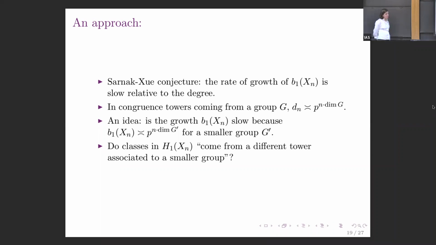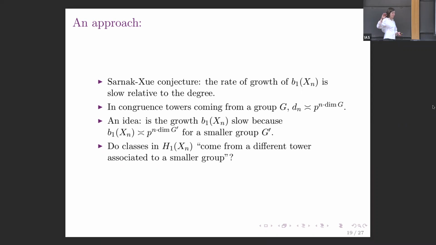So we predict that these classes, I'm about to spend the next 20 minutes, but not we. So I actually predict that the growth of B1 should be slow. And the idea is that it should be slow because all the classes in H1 that you're counting as you go up the tower are actually in bijection, via Langlands functoriality, which is what I'm going to talk about for the rest of the talk, with some classes on a tower of covering spaces associated to a smaller group, which is forced to grow slowly.